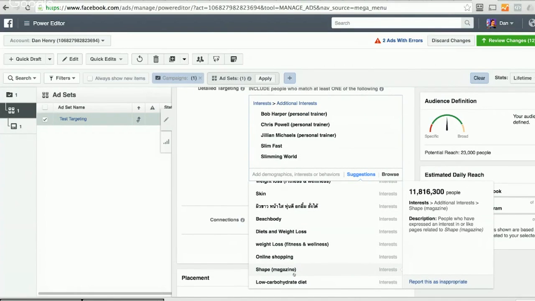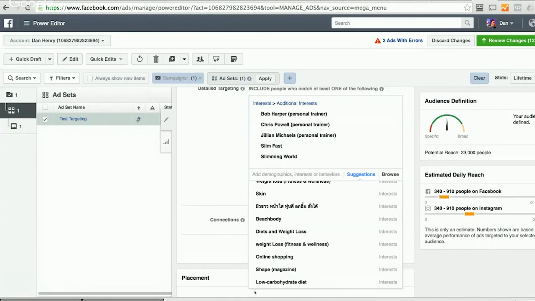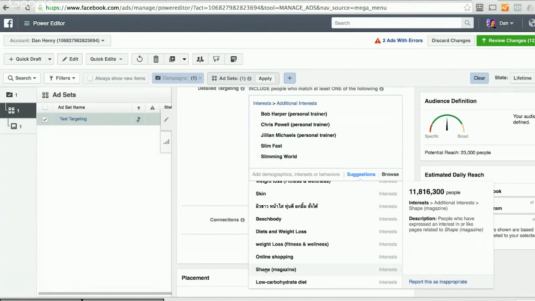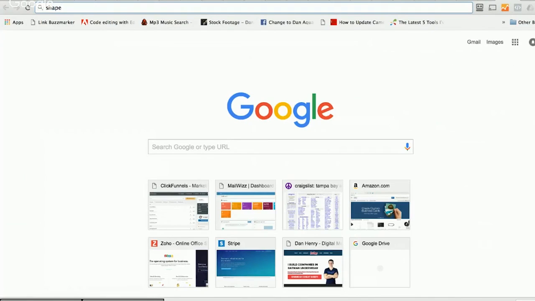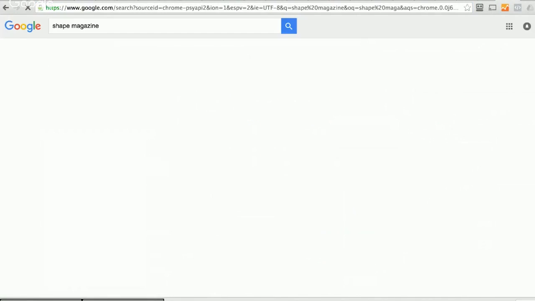Shape magazine. I might choose that, but I'm going to leave it out because I think we have enough people to work with right now. The reason I want to leave it out is because magazines are weird, because sometimes people read magazines for the hell of it. But let me check out Shape magazine. What is Shape magazine?